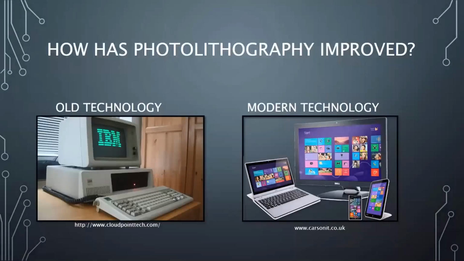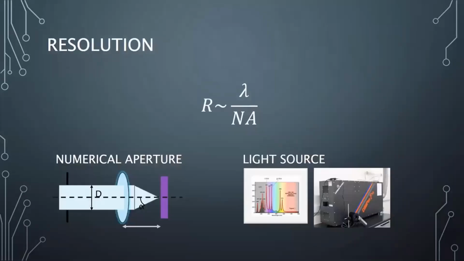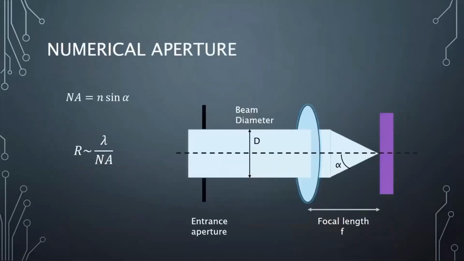How has photolithography improved from 1855 to the modern day? The smallest degree of detail, or resolution, that photolithography can be measured by is determined by two factors: the numerical aperture of the optical system and a light source. The numerical aperture can be approximated with the index of refraction and the max half angle of the collimated light as shown in the picture. The index of refraction can be larger or smaller in some cases, and similarly, the max half angle can be altered by a change in focal length or beam diameter.